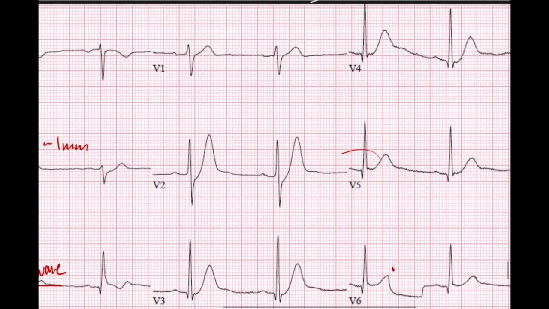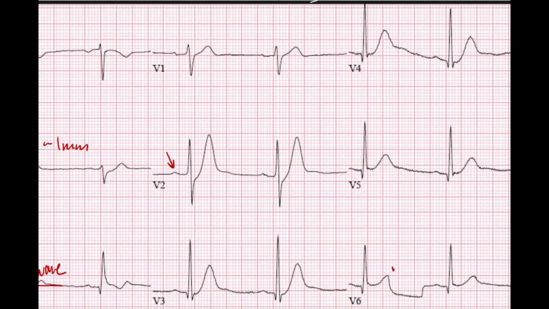Moving over to V1, we have our biphasic P wave. We have the RS complex. Doesn't seem to be any ST elevation, and we have the upright T wave as we would expect. So V1 is relatively healthy.